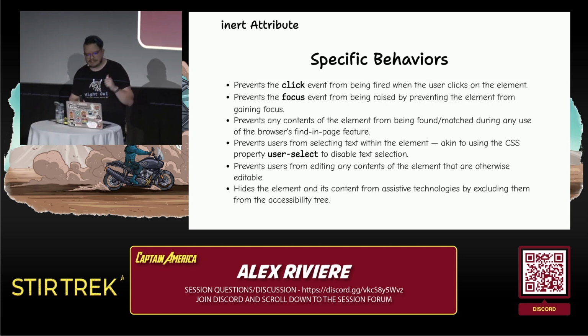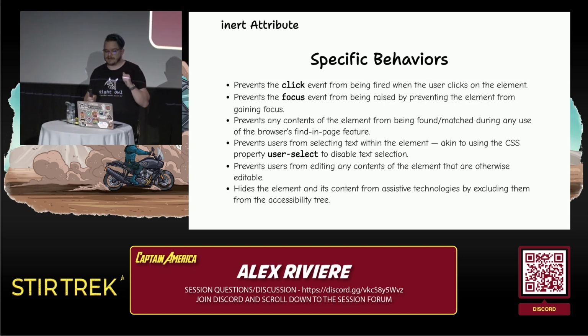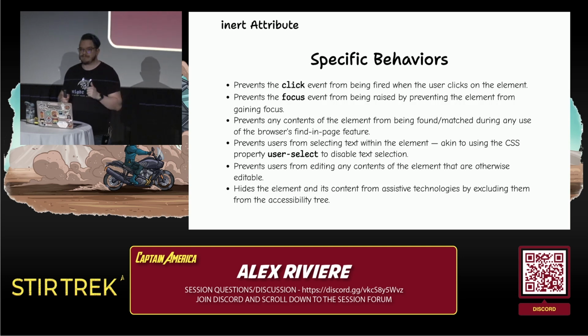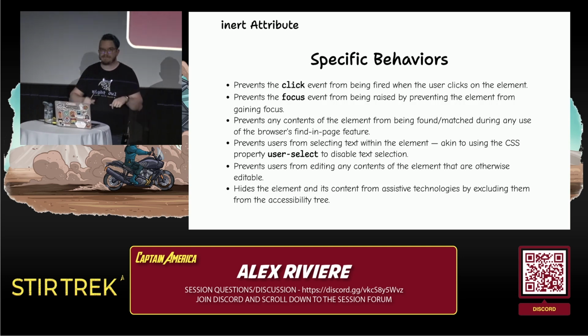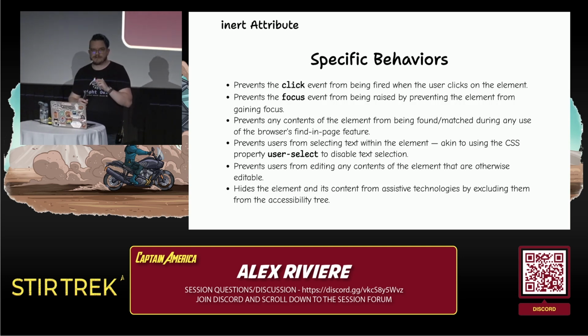Prevents any of the contents of the element from being found or matched during any use of the browser's find in page feature. So if you do Control F when you're in a page and you try to search for text, if it's inside of an inert element, you will not be able to find it. It prevents users from selecting text within the element, akin to using the CSS user-select to disable text selection. So basically, once again, you cannot highlight text to copy it out. Prevents users from editing any contents of the element that are otherwise editable.